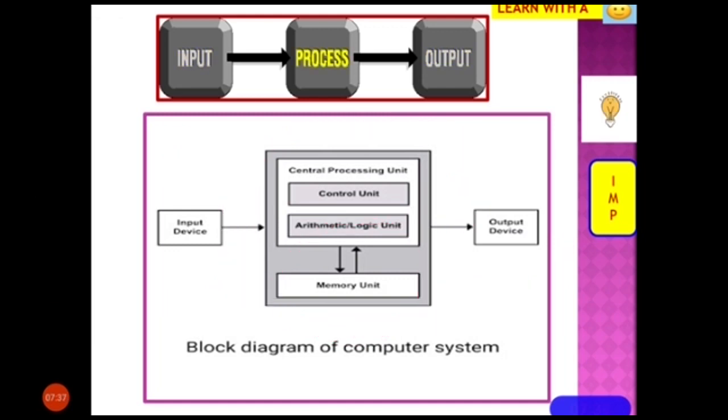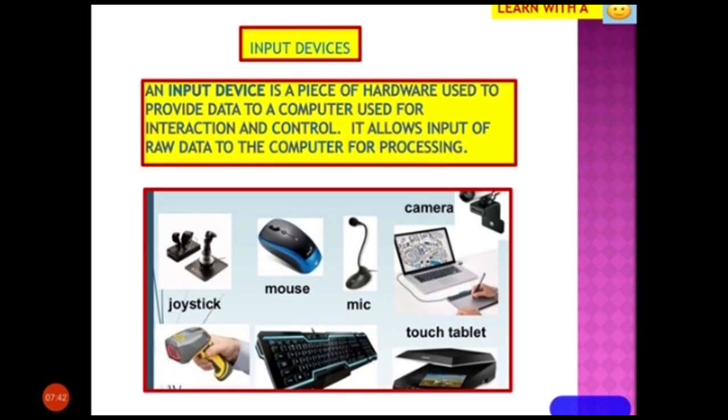Now, input. Who does the input? Obviously, the input device will do the input. So what is an input device? A piece of hardware which is used to provide data to a computer for interaction and control. Now, all of you are very aware of these hardware devices. We have mouse, mic, camera, keyboard, then you have joystick, for those who play games. So all of you are quite familiar with these input devices. All of these are used to provide input to the system.